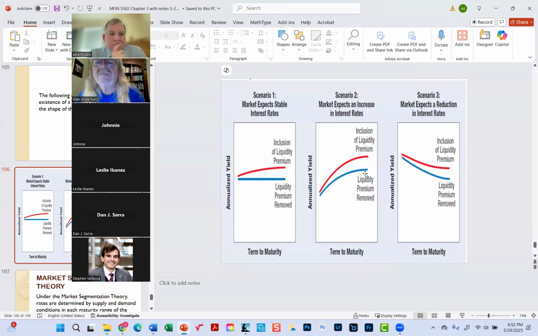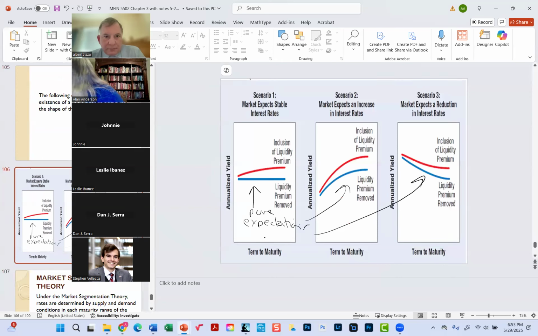And then finally, they're basically just making the point here, like I did, that if you have the bottom, the blue liquidity premium removed means just pure expectations. With the premium, you notice how in each case it pushes the curve up because of the assumption that liquidity is lower with longer term bonds.